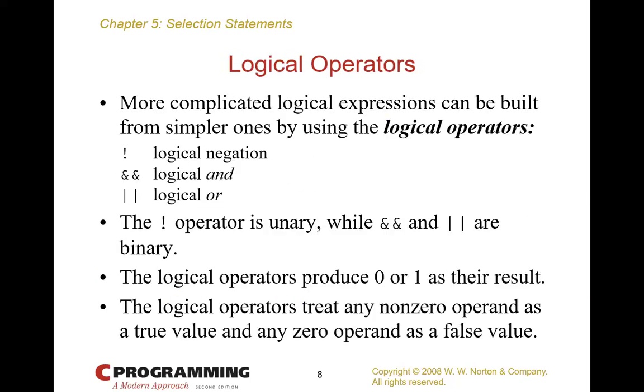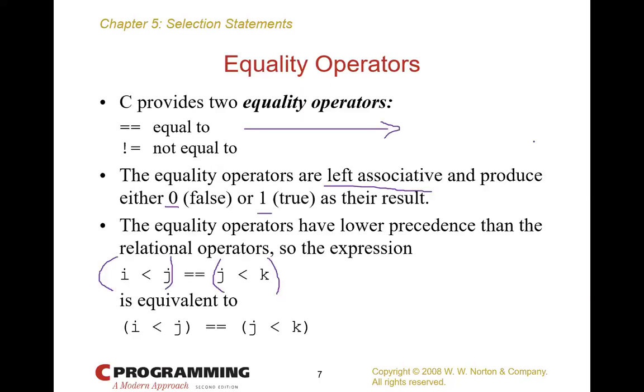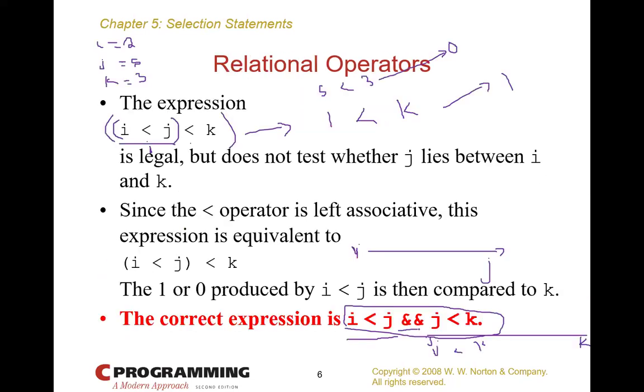We have more complicated logical expressions, and they can be built from simpler ones by using logical operators. And we already saw an example here using the logical and. This is called logical and.